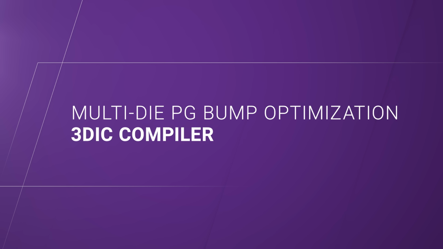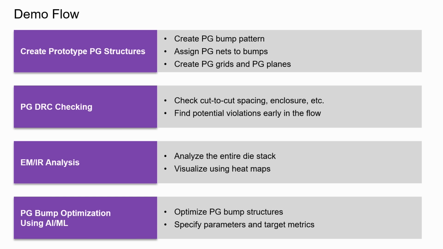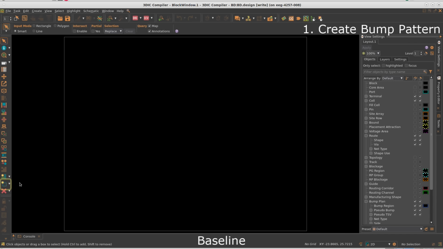Hello, and welcome to the multi-die PG bump optimization demo using the Synopsys 3DIC compiler. What you'll see in the demo is how to create prototype PG structures for a simple example multi-die design, perform some PG-related design rule checking, perform EMIR analysis of the multi-die design, and finally optimize the PG bump configuration using AI and ML.